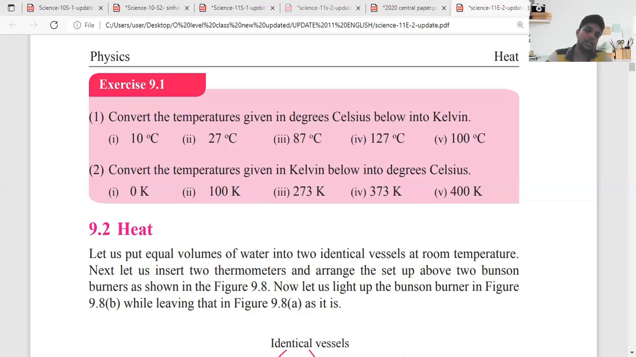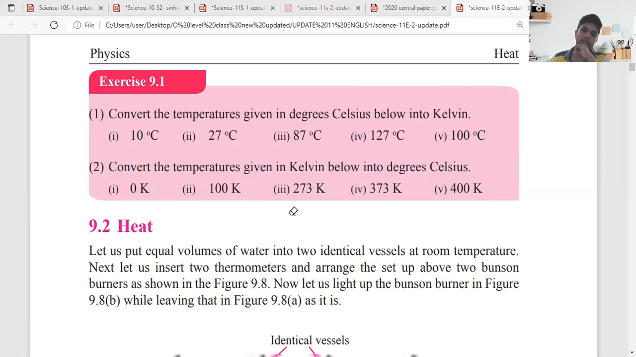The second part, convert the temperatures given in Kelvin to Celsius. First one, what is the answer? Minus 273 Celsius. Very good. Second one. Minus 173 Celsius. Good. Third one. 0 Celsius. The fourth one. 100 Celsius. Yeah. Fifth one. 127 Celsius. Correct. Nice.